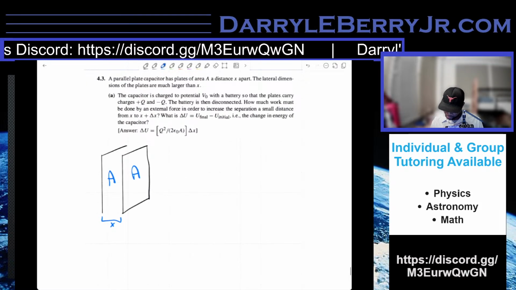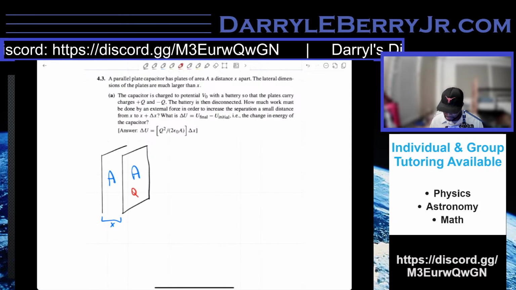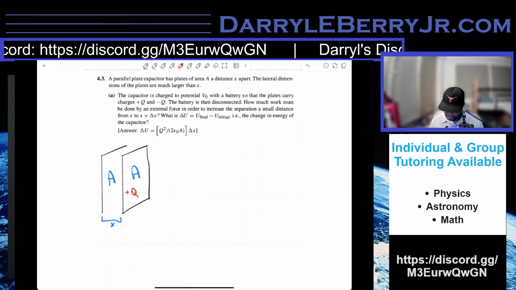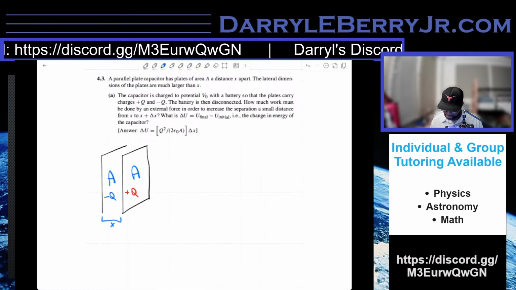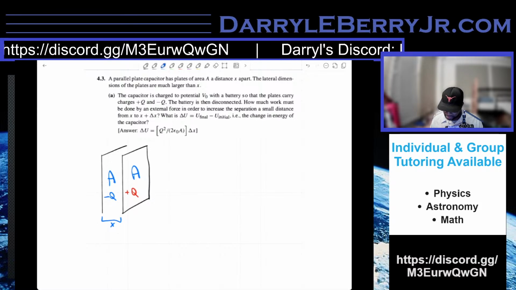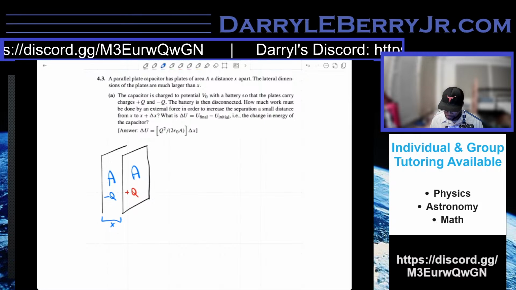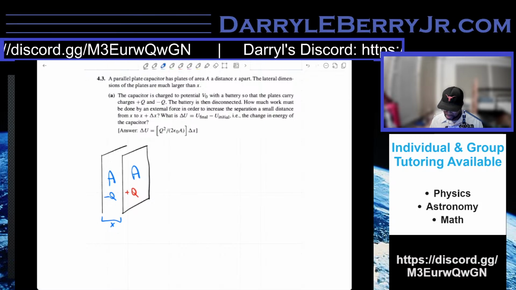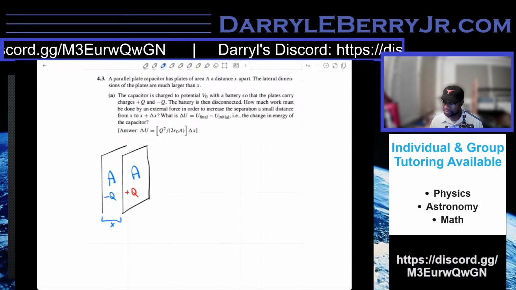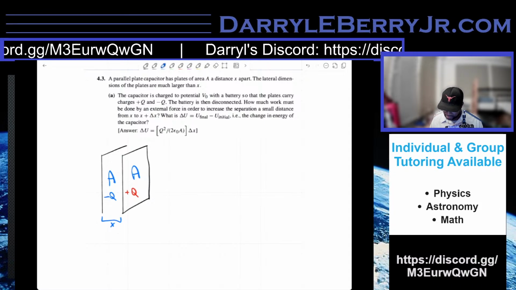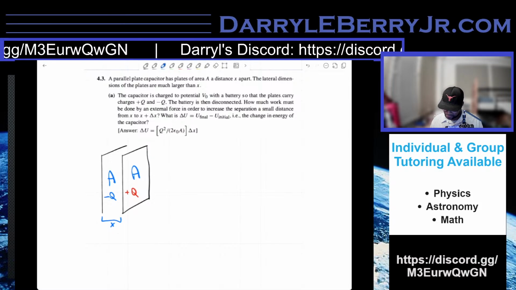The capacitor is charged to potential V naught with a battery so that the plates carry charges plus Q and minus Q. The battery is then disconnected, so it still has charges plus Q and minus Q. How much work must be done by an external force in order to increase the separation a small distance from x to x plus change in x? And what is the change in energy? Change in final minus change in initial.